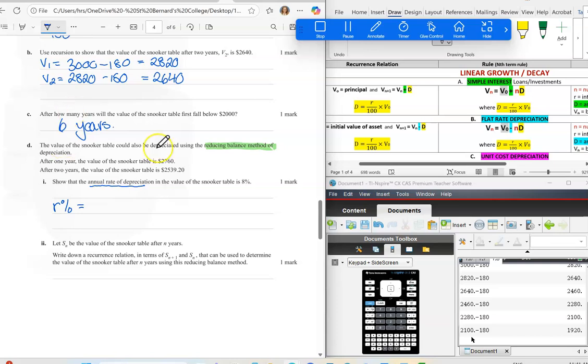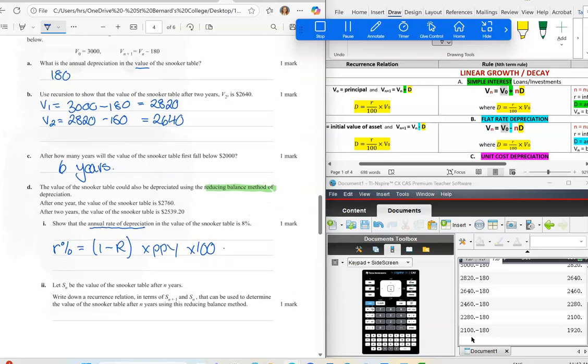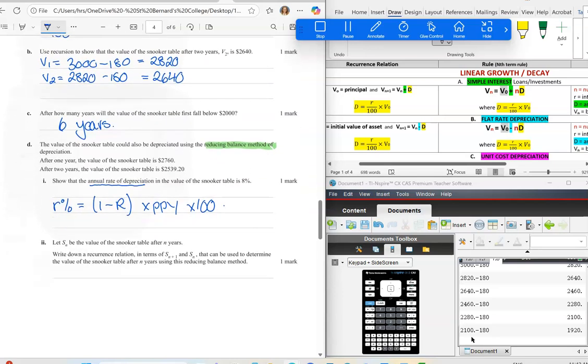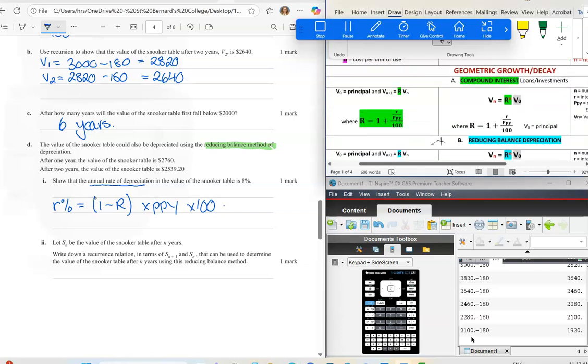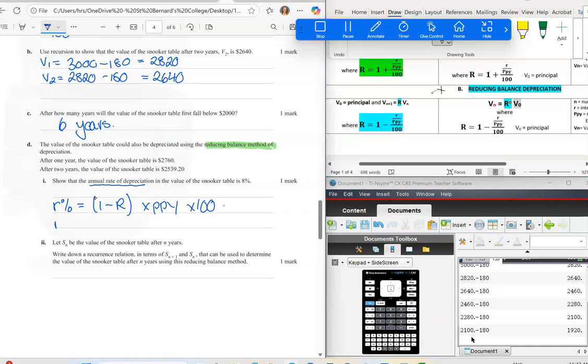I'm just going to pause because, all right, you have it on your formula sheet, at the back. I don't have it open, but it says finding the little r. If you go to reducing balance, it says 1 minus big R times PPY times 100. So if you need to work out what big R is, if I go to reducing balance here, I could work that out. We could probably work out the big R using these two.